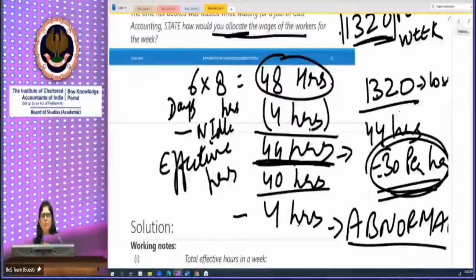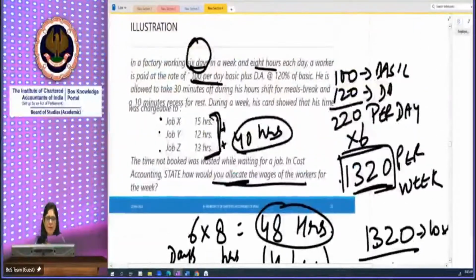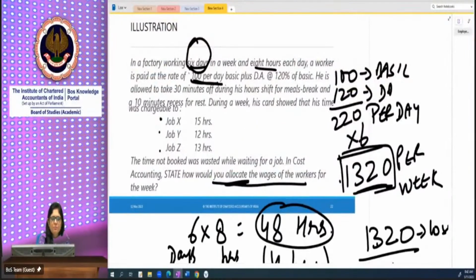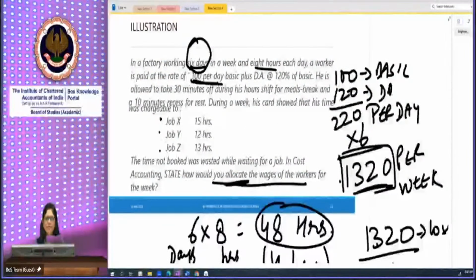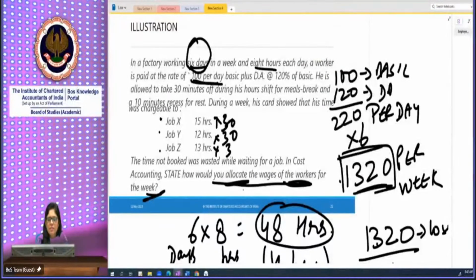Now it's the time to allocate. So 30 per hour. We have to allocate the cost now. We have to calculate the wages for this worker for the week. How many hours he has actually worked, and we have to allocate. So 15 into 30, 12 into 30, and 13 into 30. So just multiply with the cost per hour. We have calculated the cost per hour, and this cost will be used to calculate the direct labor cost.